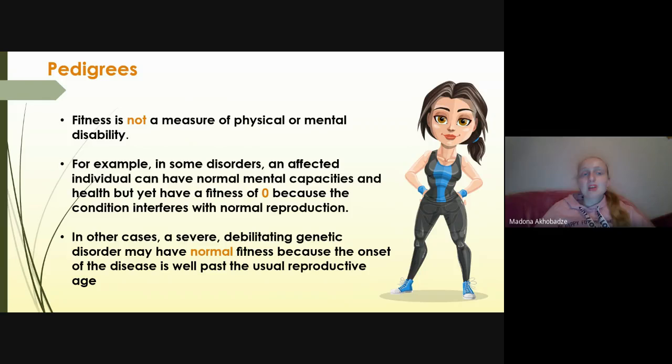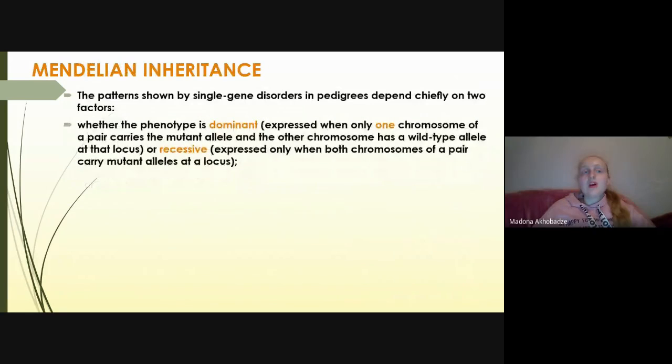Okay. So in some disorders, an affected individual can have normal mental capacities and health, but have zero fitness because their condition interferes with normal reproduction. In other cases, a severe debilitating genetic disorder may have normal fitness, like Alzheimer's, because the onset of the disease is well past the usual reproductive age. Okay. So now let's talk about the phenotype, dominance and recessive.